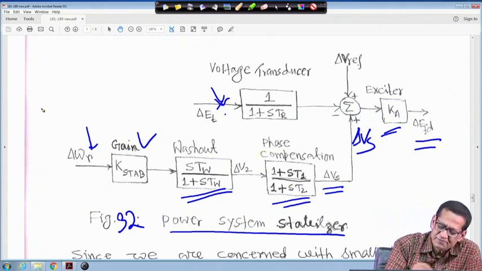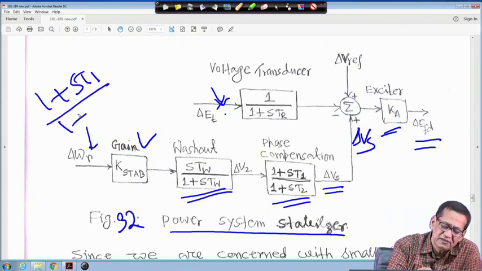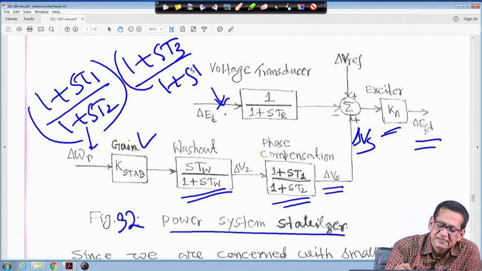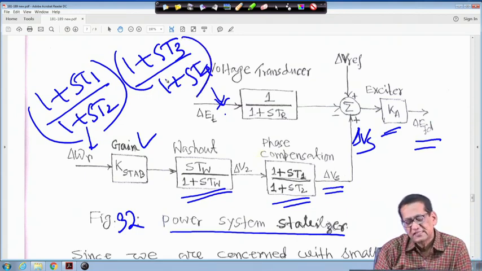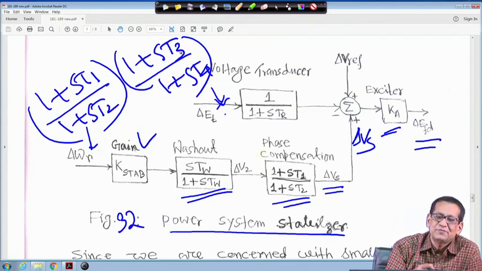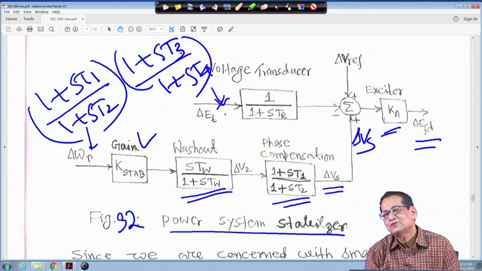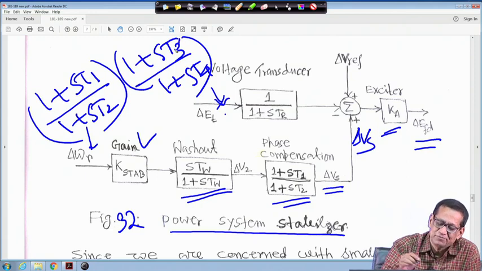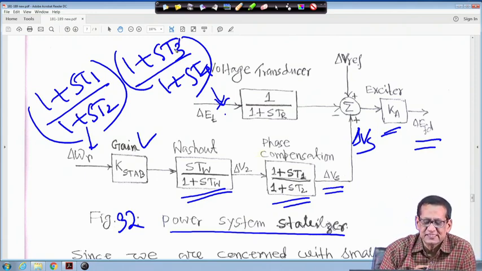For example, sometimes you need multiple blocks: 1 plus ST1 divided by 1 plus ST2, and another one, 1 plus ST3 by 1 plus ST4. In this case there are four parameters, T1, T2, T3, T4, but do not confuse this T3 with the previous T3, the AVR time constant. If necessary I can write T3 dash. In that case four parameters you have to optimize, and the order of the system, the state variable order, will also increase.